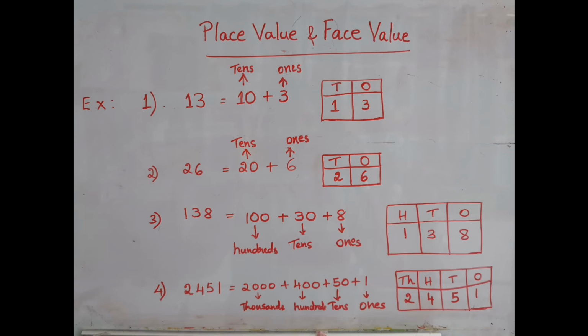In the third example, I have taken the number 138. So expanded into 100 plus 30 plus 8. Here 8 will be in the ones place, 3 will be in the tens place and 1 will be in the hundreds place. Here in the fourth example, I have taken 2451, expanded into 2000 plus 400 plus 50 plus 1. Here 1 goes to the ones place, 5 goes to the tens place, 4 goes to the hundreds place and 2 goes to the thousands place.